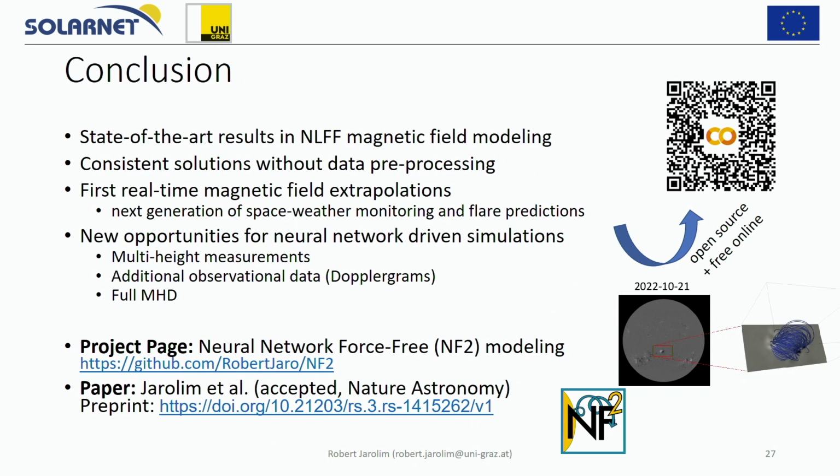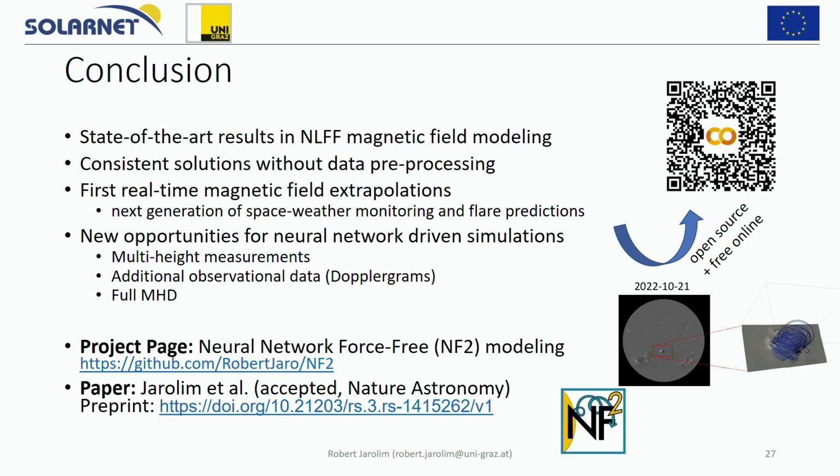So as a summary, we applied physics-informed neural networks for magnetic field simulations. We achieved state-of-the-art results for nonlinear force-free extrapolations, which basically enable us to obtain consistent solutions without any data preprocessing, which is usually required for other methods, but here it's model intrinsic. And it's also the first method that can achieve real-time magnetic field extrapolations, which has great potential for the next generation of space weather monitoring and flare prediction systems.